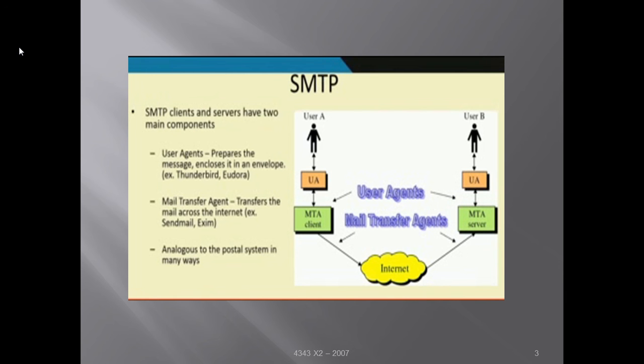So this is the basic architecture of SMTP. SMTP client and server have two major components. One is the user agent, which prepares the message and encloses it in the envelope. There is a mail transfer agent that transfers the mail across the internet, and this is analogous to our postal system in many ways. The MTA is the client, and the corresponding MTA server is there, and there is a user agent at the other end which reads the message. If it is a two-way exchange, then it can send and it can access the server and so on.